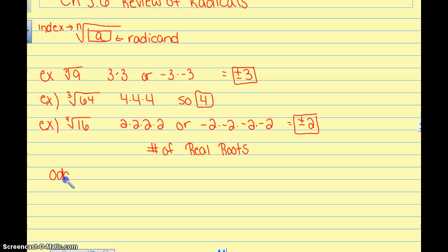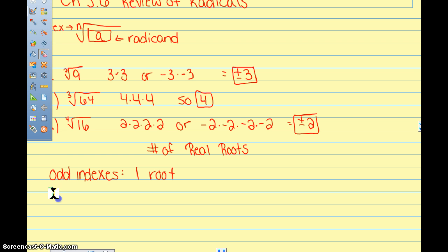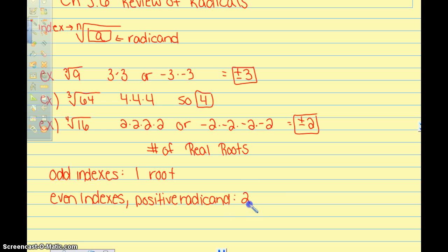So if we have odd indexes, you're going to have one real root. Let me erase that. If we have even indexes, then we need to look at the number inside here. If the number inside is positive, and remember that number is called a radicand, so if we have a positive radicand, we're going to have two real roots.